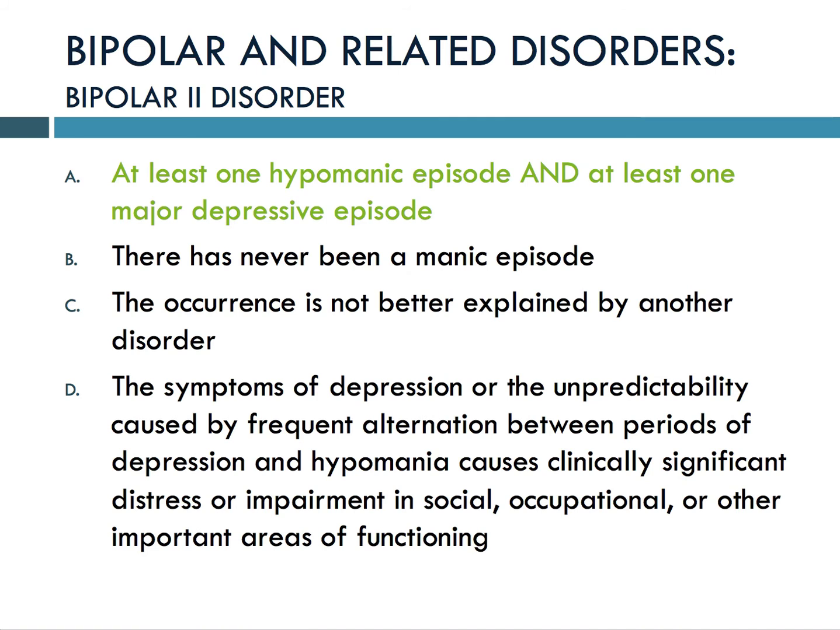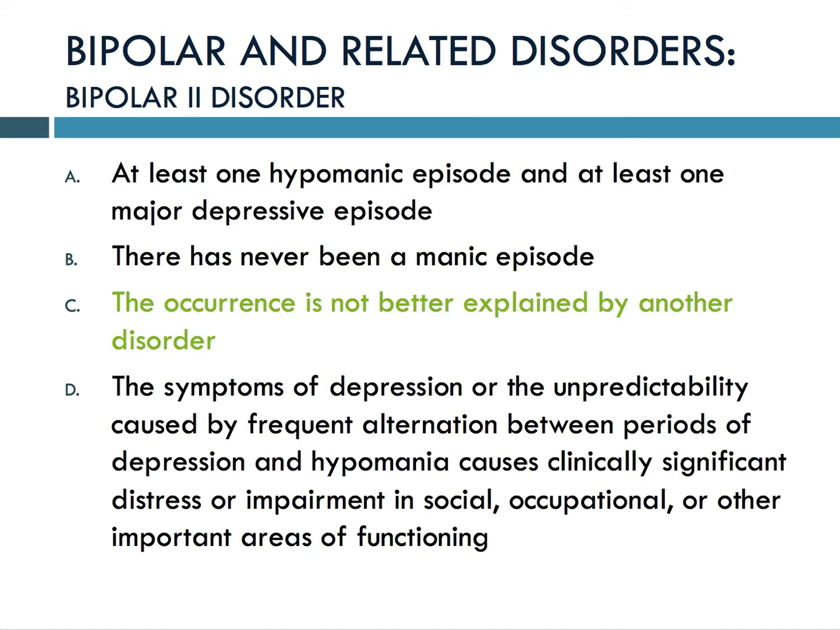So first, in order to meet diagnostic criteria for bipolar 2 disorder, the person must have experienced at least one hypomanic episode and at least one major depressive episode. But they can't have ever had a manic episode, because if you remember what I said just a second ago, if a person has experienced a manic episode, then they would be diagnosed with bipolar 1 disorder. Like bipolar 1 disorder, the mood symptoms of bipolar 2 disorder cannot be better explained by another disorder.